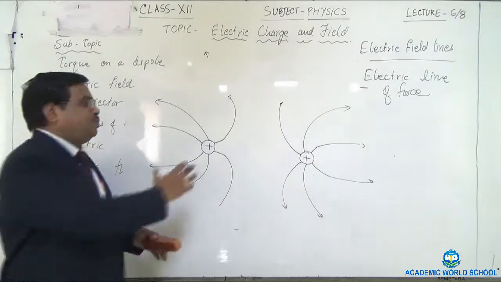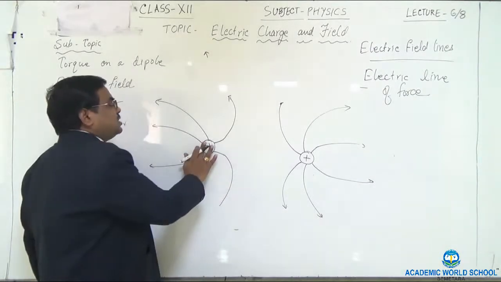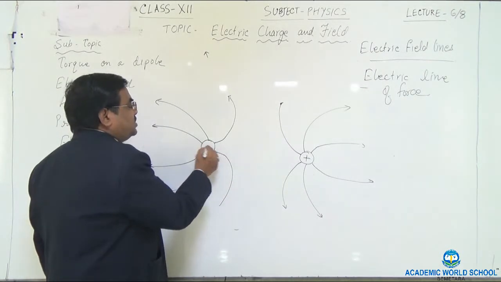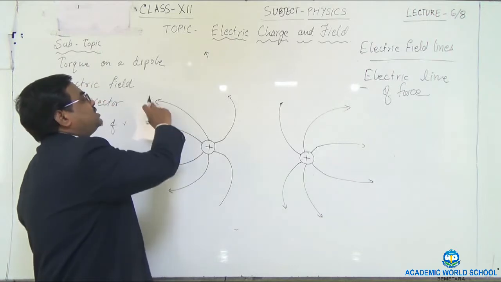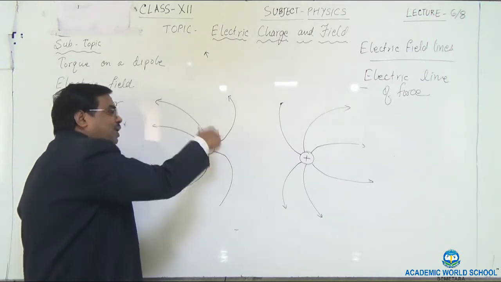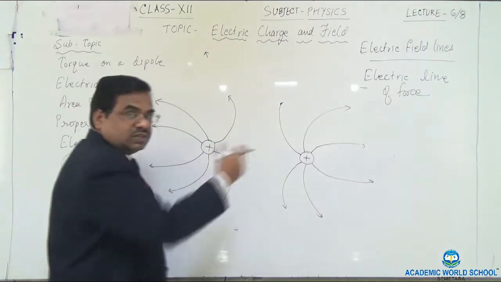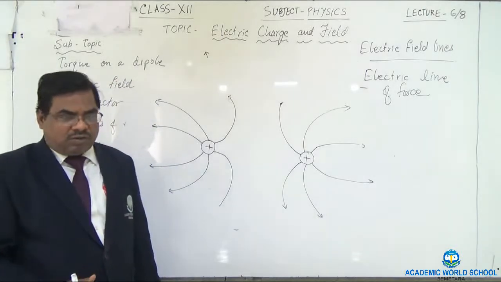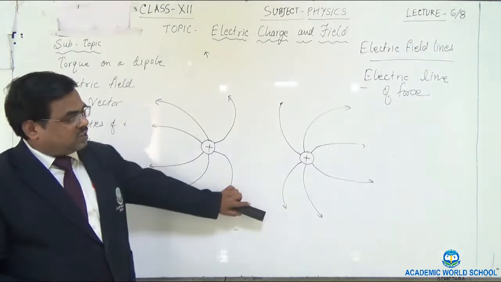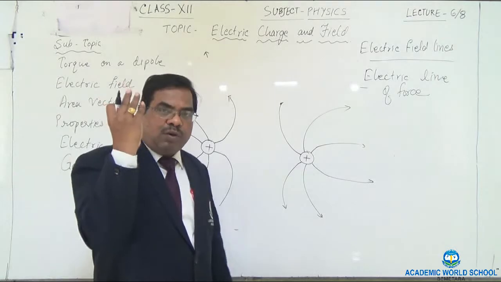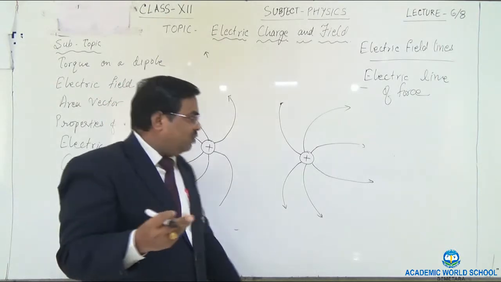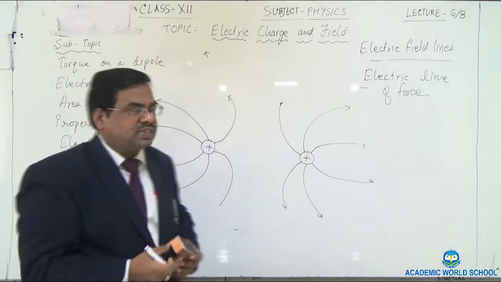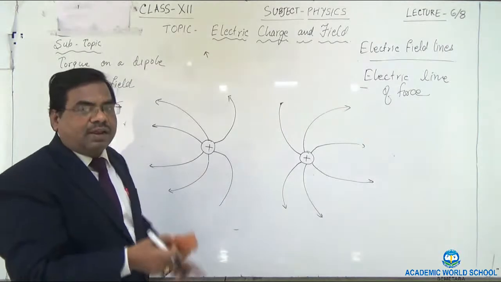Similar charge means plus and plus. If it is minus minus, the only difference will be that all these lines will be terminating on the charged object. Rest is similar. Okay. So for similar charges, I have told you for positive, for negative and for two similar charges. Let us see for dissimilar.